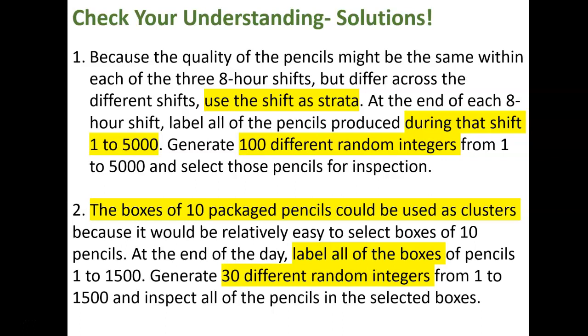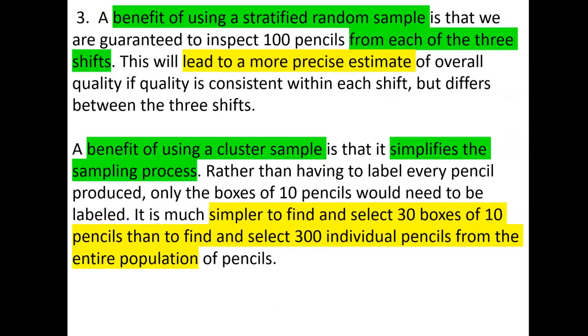And then we're going to generate 30 different random integers that we didn't specify how, but I'm guessing we're using a random number generator from 1 to 1500 and inspect all of the pencils in those boxes. So if it pulls up box 49, 58, 7, 7's my favorite number apparently. Those are the boxes that we go grab and we inspect them. And that will give us our sample of 300 because remember, 30 boxes times 10 would be 300.